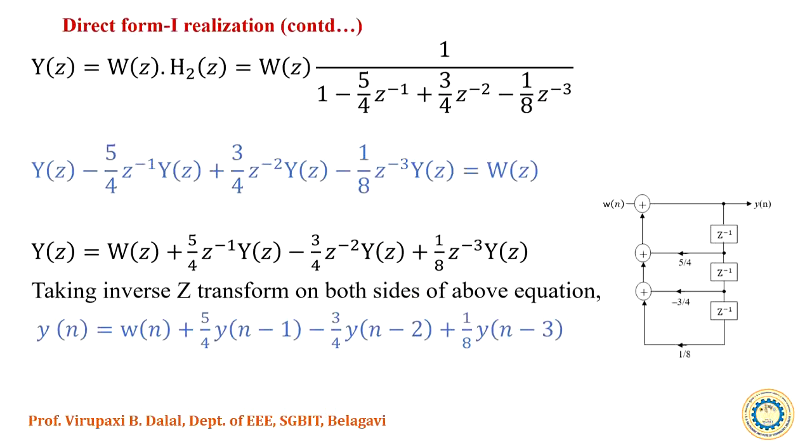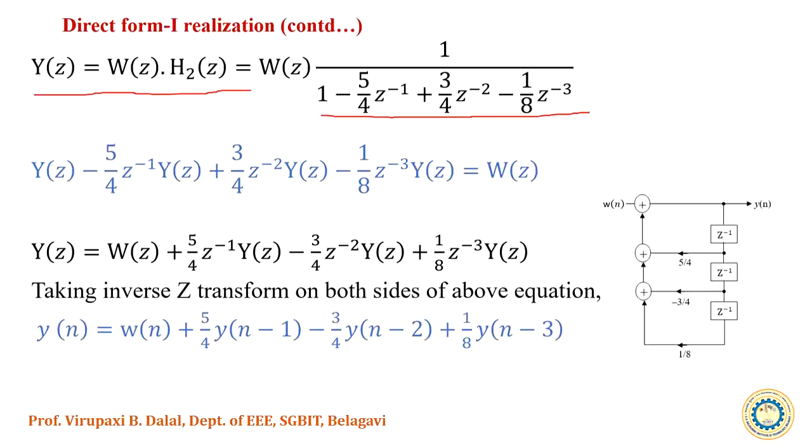Another subsystem, H2(z), represents the poles of the transfer function. And we know H2(z) is equal to Y(z) by W(z). Therefore, I can write Y(z) is equal to W(z) H2(z), which in turn can be written as W(z) multiplied with the poles of the transfer function, that is 1 upon 1 minus 5 by 4 z inverse plus 3 by 4 z raised to minus 2 minus 1 by 8 z raised to minus 3. Simplifying this, send this denominator to the left hand side and simplify.